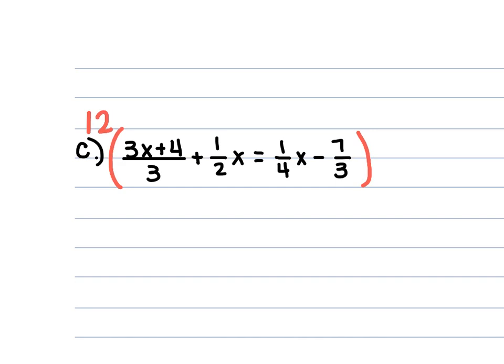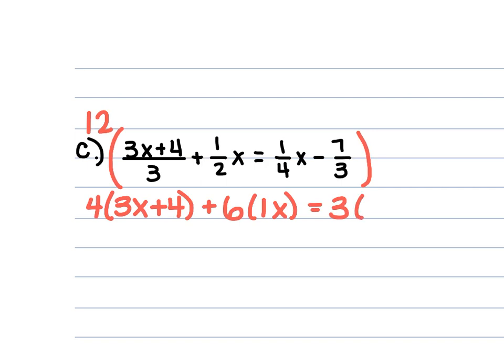If you look at this, the 12 divided by 3 is 4. So we're going to multiply 4 by the 3x plus 4. The 12 divided by 2 is 6. So we're going to multiply the 6 times the 1x. Drop down the equal sign. 12 divided by 4 is 3. So the 3 is going to be multiplied by the 1x. And then the 12 divided by 3 is 4. So the 4 is going to be multiplied by the negative 7.